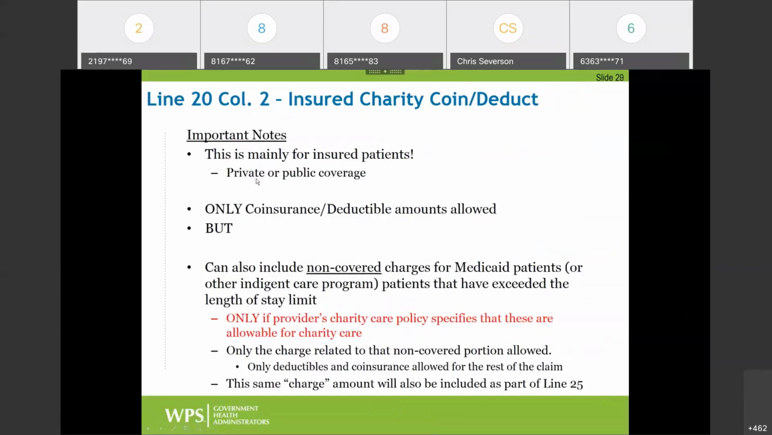And let's see, column 2 is mainly for insured patients, private or public coverage. We've covered most of that. I do want to stress this though. So whatever amount in column 2, which again was insured, that you included charges for those Medicaid patients exceeding the length of stay limit, that same amount, it was included in column 2, line 20, but that same amount, just that portion, will also be included as part of line 25, which we'll see in just a bit.